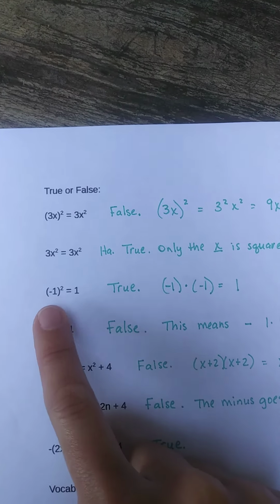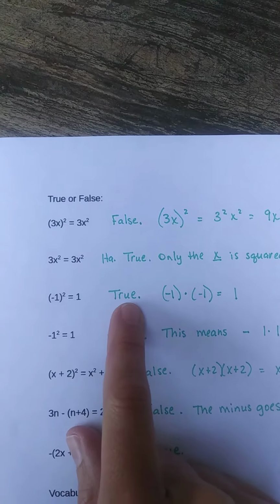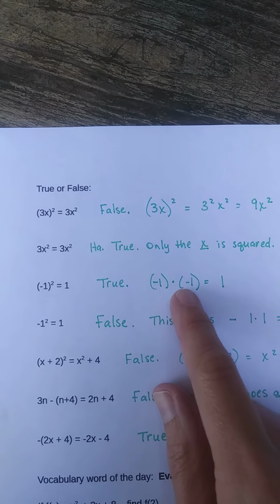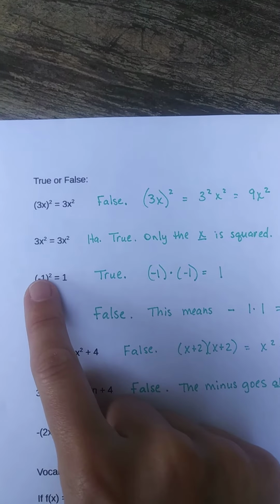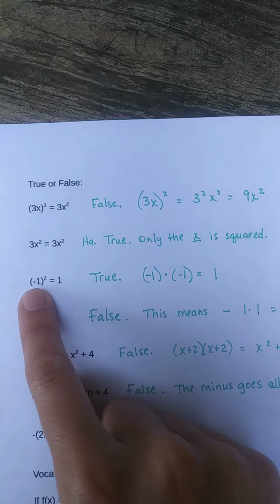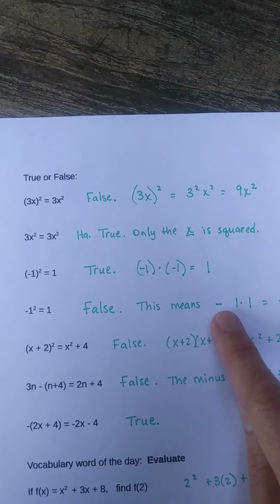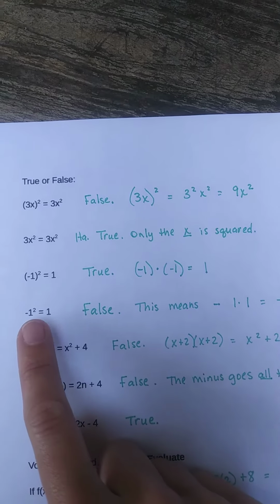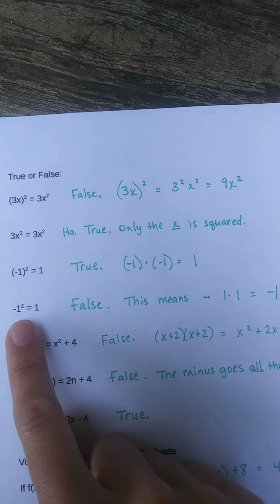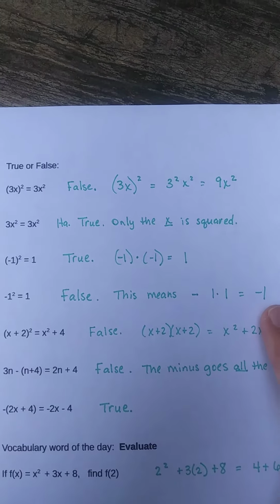Here then, we have (-1) squared, so that's true because it means -1 times -1. The negative gets squared too because it's in the parentheses. But this one is false because this means -(1 times 1). Only the 1 is squared. So this one would actually equal -1.